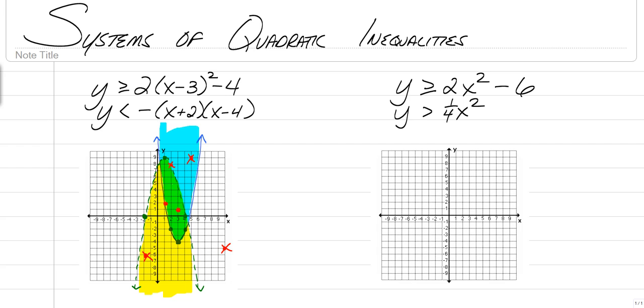Okay? So the second example is for you to try on your own. Again, just pause the video, give it a try. You just have to graph 2 parabolas and shade them. And as soon as you are ready, click play, and we will show you what your solution should have been.